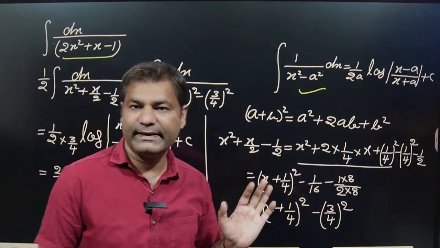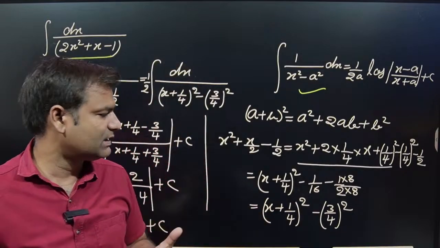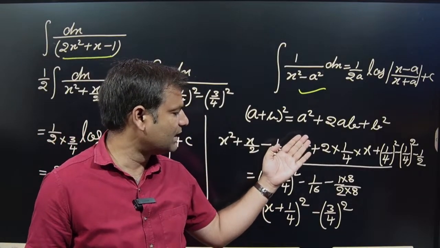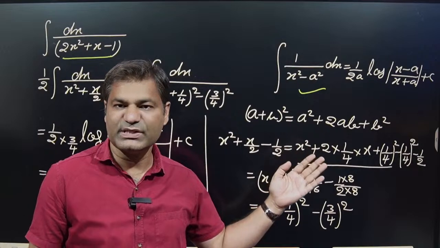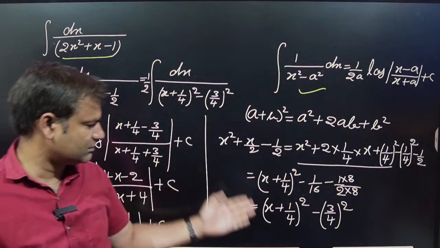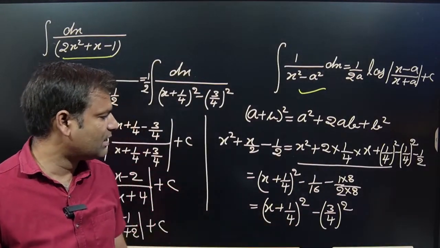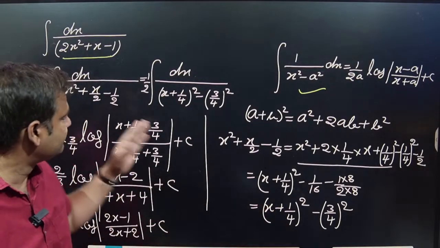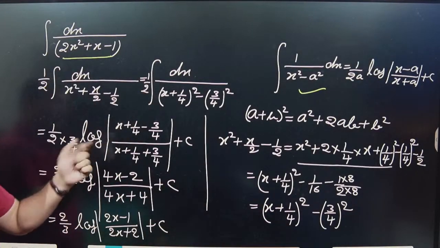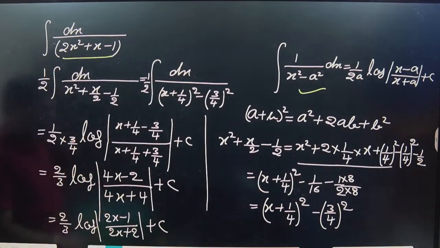So if you compare, (a + b) whole square is how much? a square plus 2ab plus b square. Then we get like that one. After that, this value is put here and now we compare, and we get the final answer. Okay.